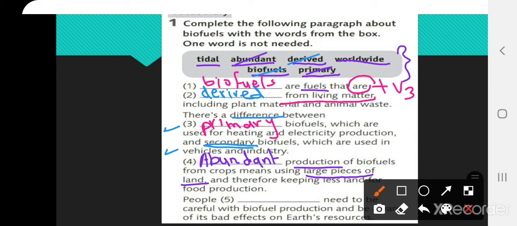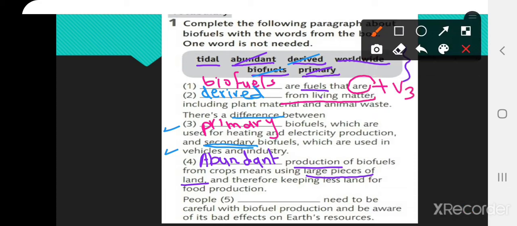We have only one word left that we have to use. People need to be careful with biofuel production and be aware of its bad effects on Earth's resources. We are talking about something what? That it's worldwide. So we have to use the word worldwide.